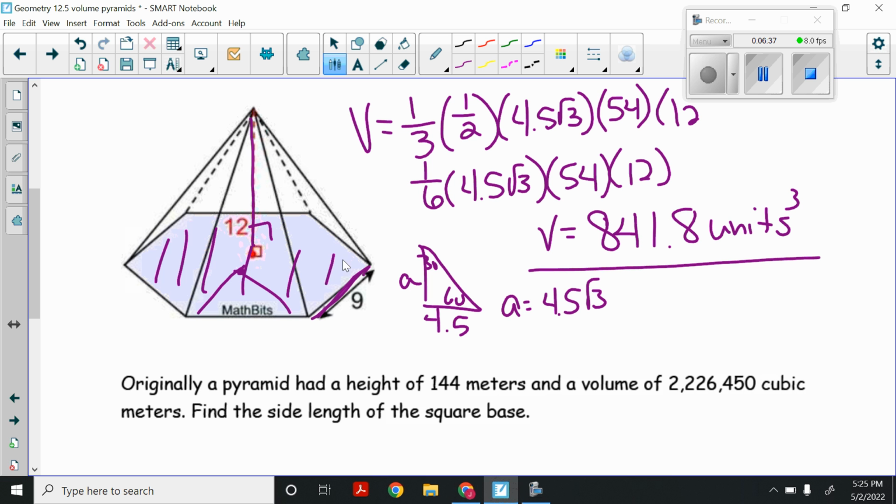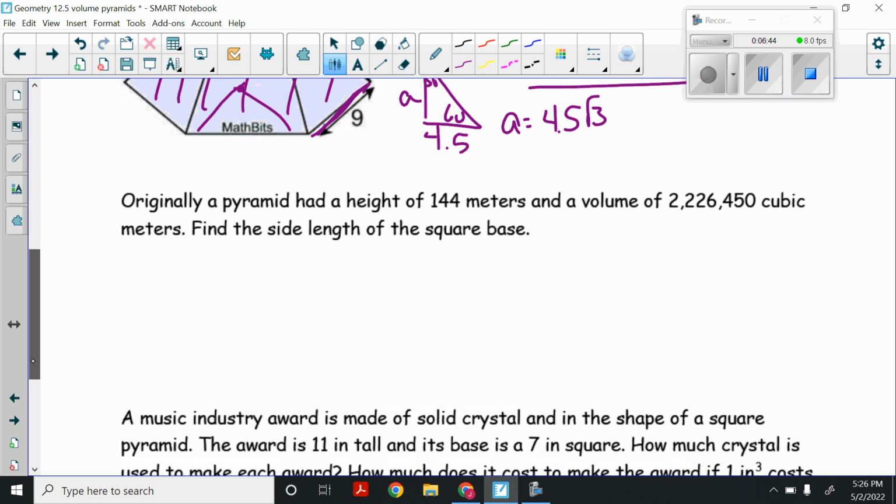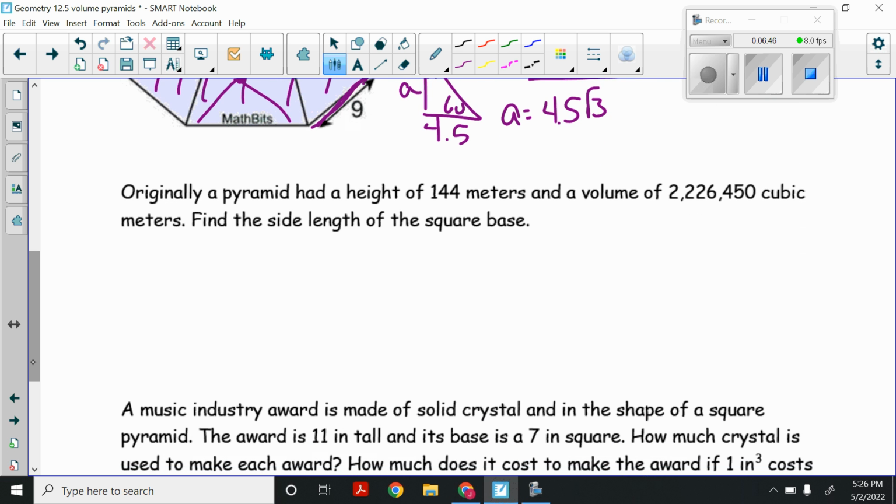So those are examples when they give us a picture. So now we're going to look at when they give it to me in a word problem. This one says, originally a pyramid had a height of 144 meters and a volume of 2,226,450 cubic meters. Find the side length of the square base. So it tells me it's a square pyramid.